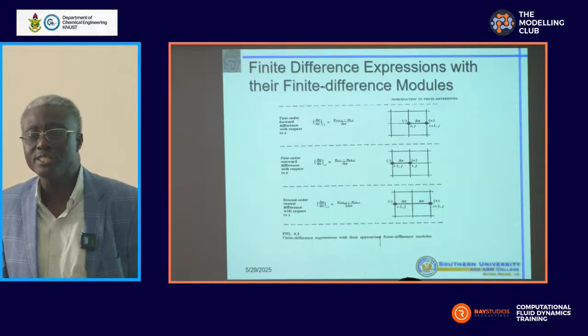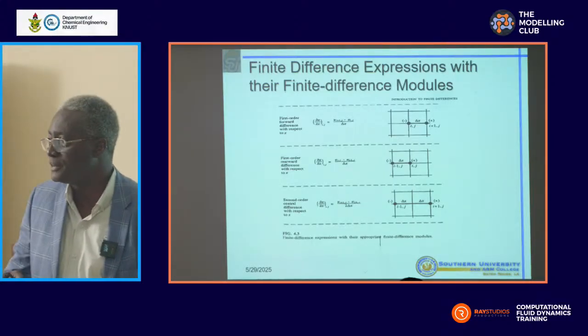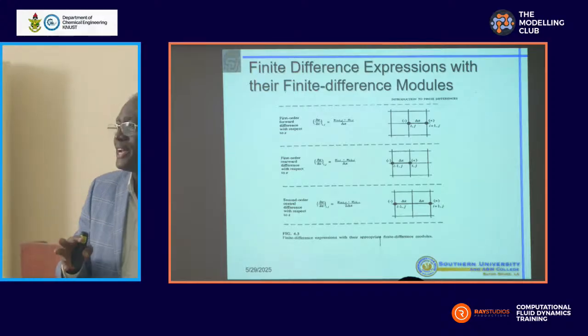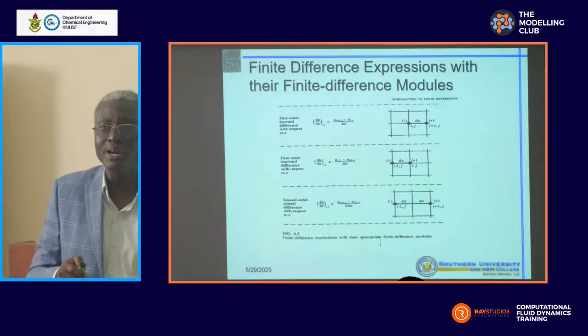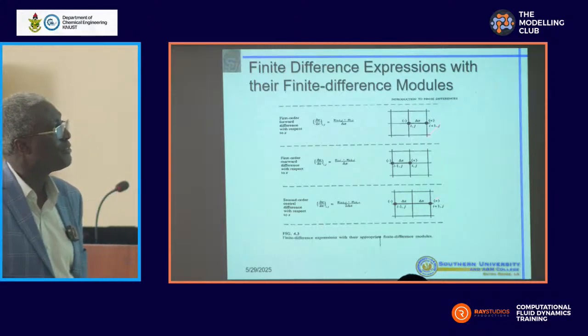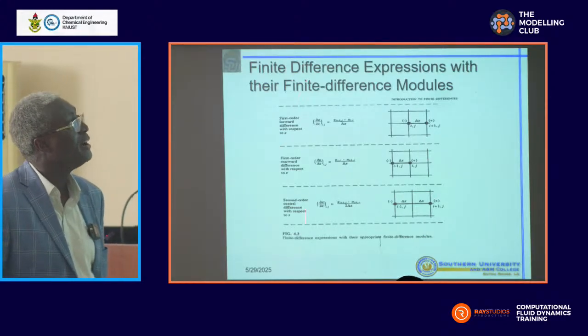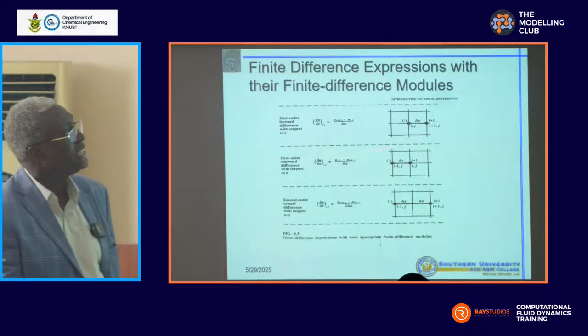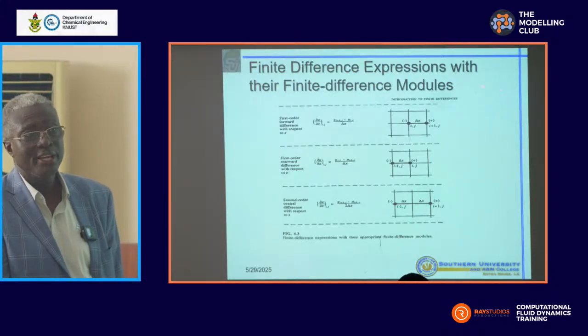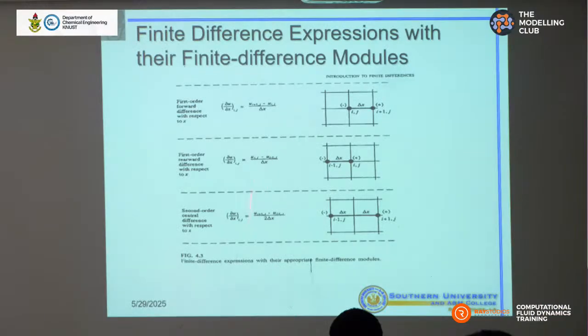Yes, we have gone through all these derivations. The point is to understand how they are derived and where they are coming from. But for the most part, you can find a lot of references where these finite difference formulations have already been put in nice table forms. So you can basically use the tables to pick the necessary finite difference representation that you need to discretize your governing equation or your conservation equations. Okay, so that is what this slide is saying.